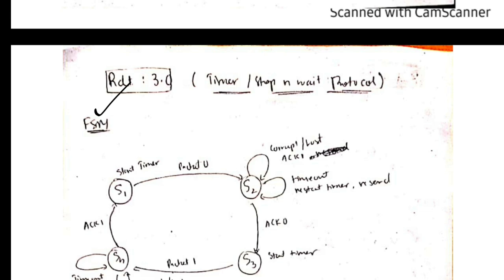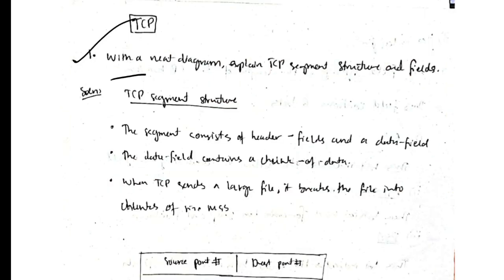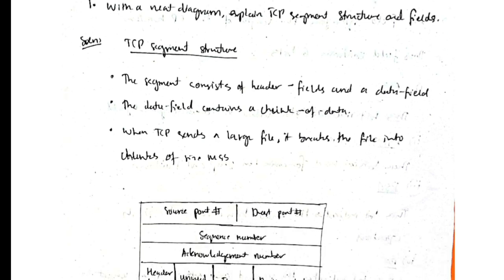Okay, the next question is on TCP. Here we have the question: with a diagram, explain TCP segment structure and fields. Okay, so TCP means Transmission Control Protocol.